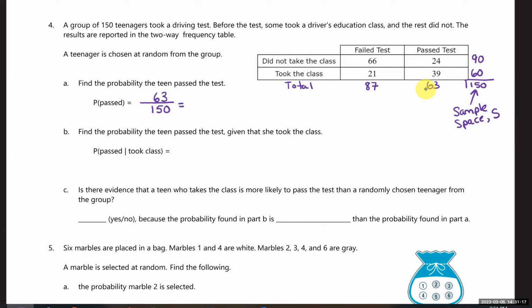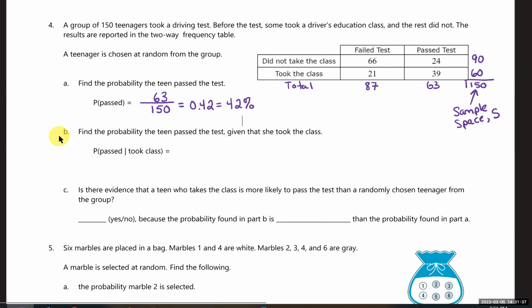In this case, I am going to write that in decimal as well. That'll be 0.42 or 42%. So there's a 42% chance that if you pick one of these teenagers at random, they will have passed their test. So now, the application of conditional probability.